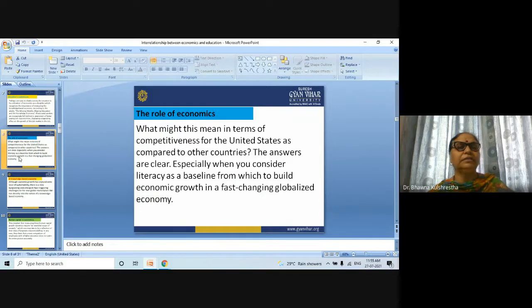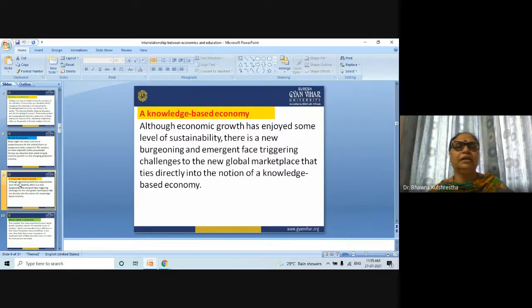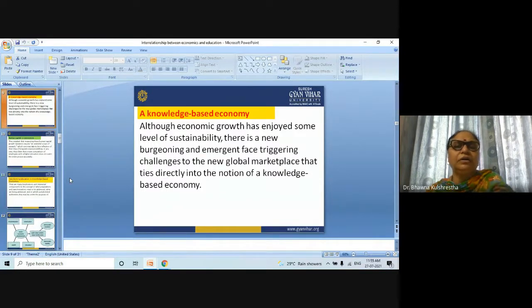And the next point we see is a knowledge based economy. Although economic growth has enjoyed some level of sustainability, there is a new burgeoning and emergent phase triggering challenges to the new global marketplace that ties directly into the notion of a knowledge based economy.